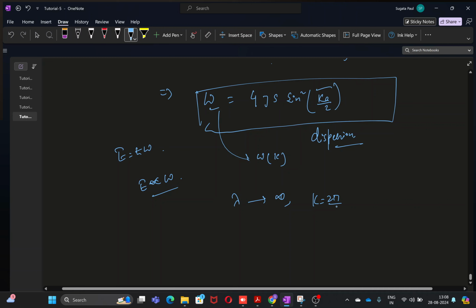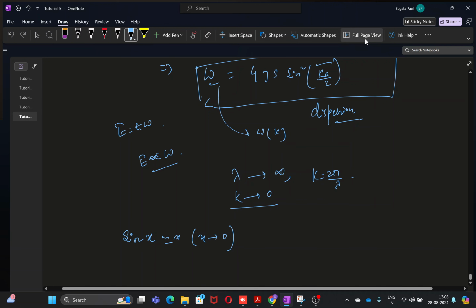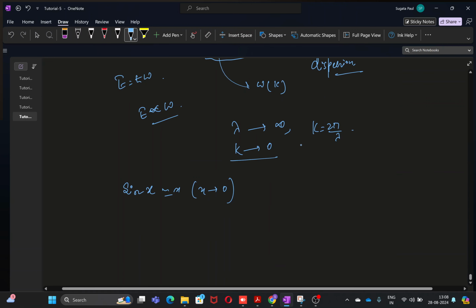Because k equals 2 pi by lambda, it also means that your k is very small, or k tending to 0. So you know the idea that sin x is nearly equal to x for x tending to 0. That means here if k is very small, so ka/2 is also very small. That means sine squared ka/2 will be nothing but ka/2 whole squared.